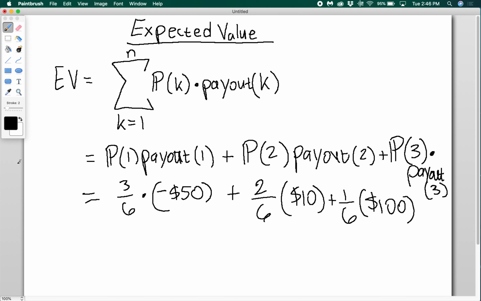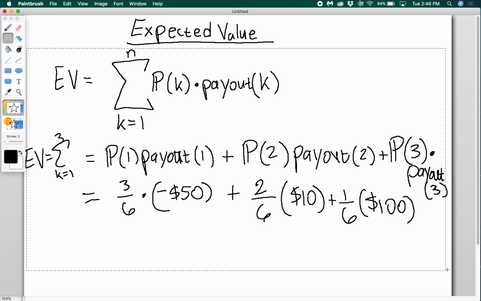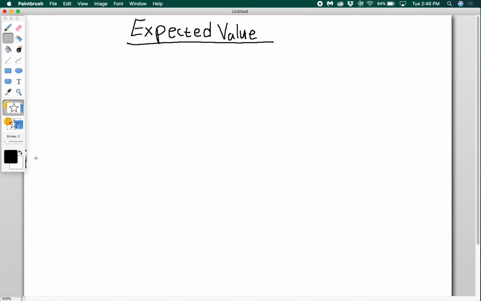So for our case, the EV for this would have been the sum from k equals 1 to 3, because I have 3 different outcomes. So n is just the number of different outcomes that you have. Every time what you're doing is finding the probability of each outcome and multiplying that by the payout that each outcome generates. So let's look at another example and try to build some intuition for how this works.